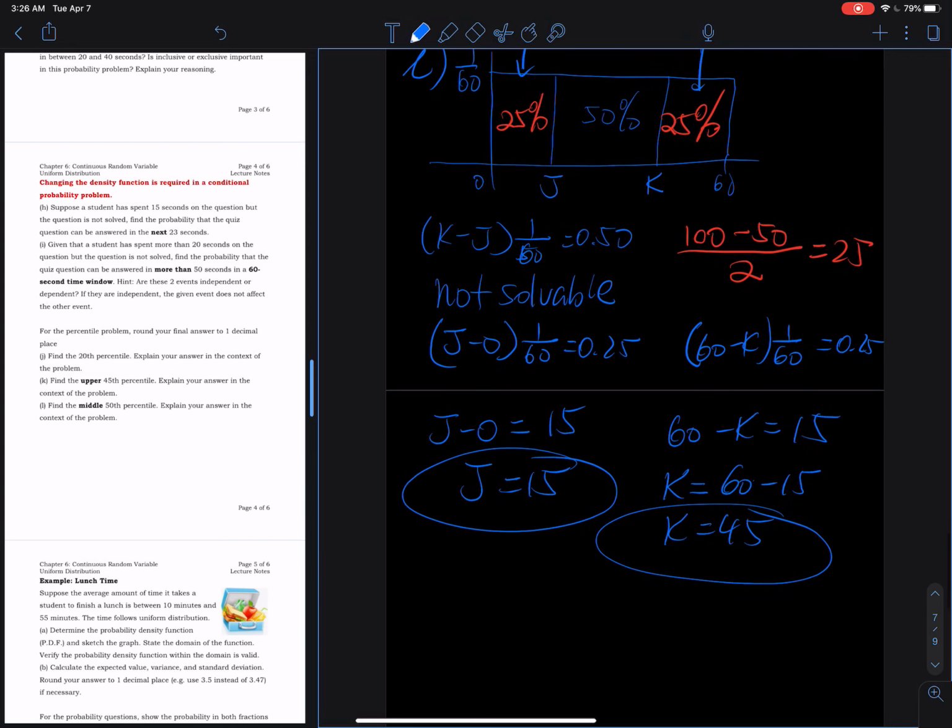How do we explain this? The unit is in seconds, not in minutes. Seconds, okay? Not in minutes. The probability that a student can answer a quiz question between 15 and 45 seconds is 50%. So that's all for the first example problem. I will show you the second example problem in the next video.